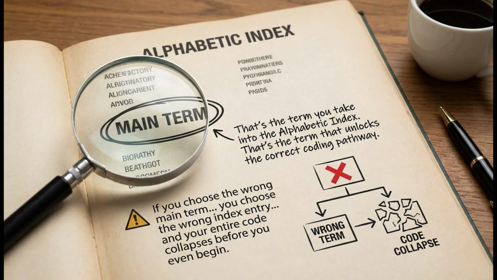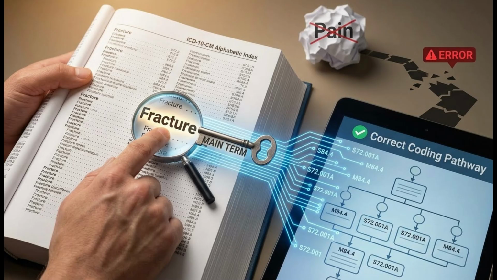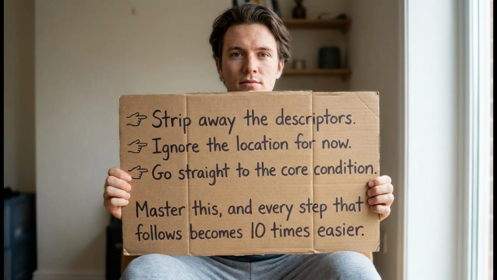And here's why this step is so important. If you choose the wrong main term, you choose the wrong index entry, and your entire code collapses before you even begin. So remember, strip away the descriptors, ignore the location for now, go straight to the core condition. Master this and every step that follows becomes 10 times easier.